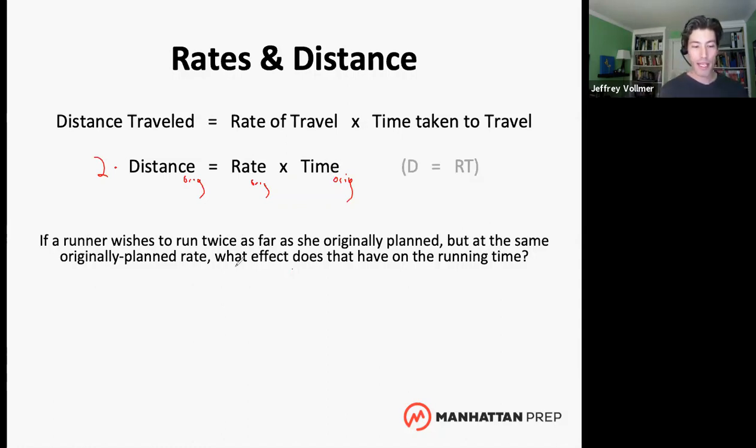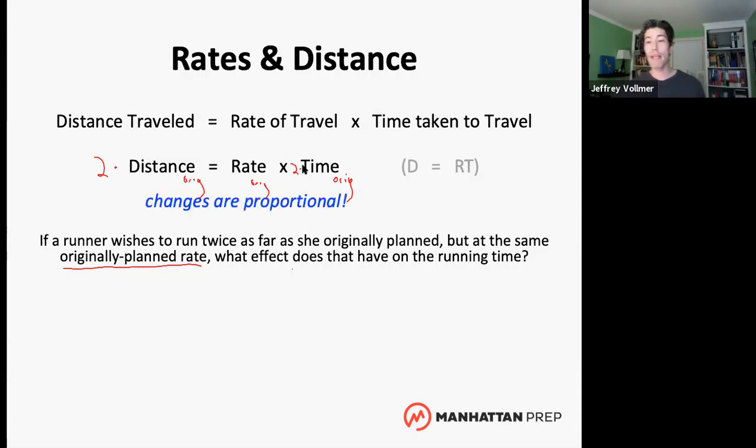But in the problem, it says the same originally planned rate. So actually, you cannot adjust the rate, which means the doubling of distance must be mirrored by a doubling in the amount of time it takes. And I think that makes intuitive sense, right? If you want to go twice as far, you've got to take twice as long if you're not going to increase the speed. So this leads to something else that's important, not just for rate distance problems, but also for work problems. And that is when you make a change on one side of the equation, that change is a proportional change on the other side of the equation as well.